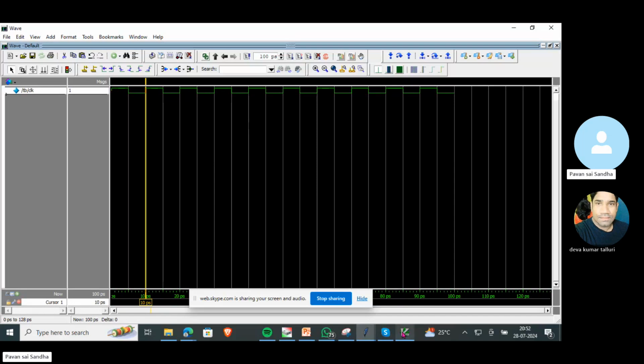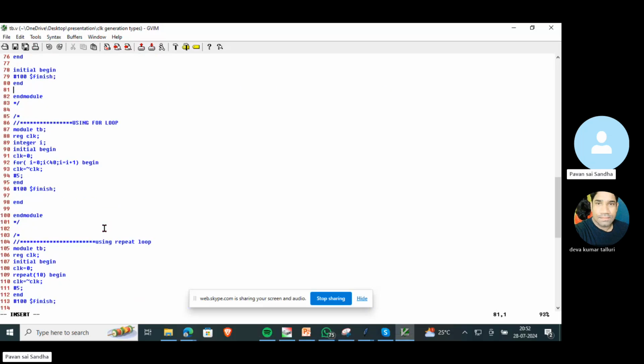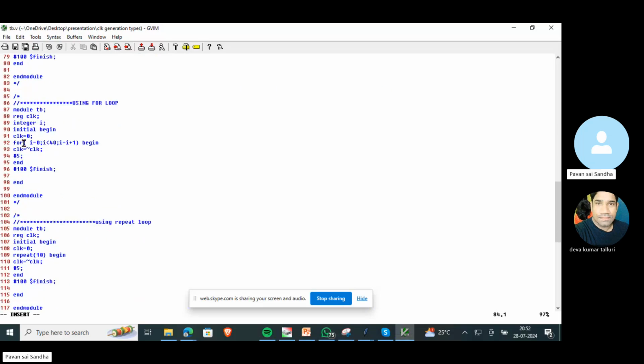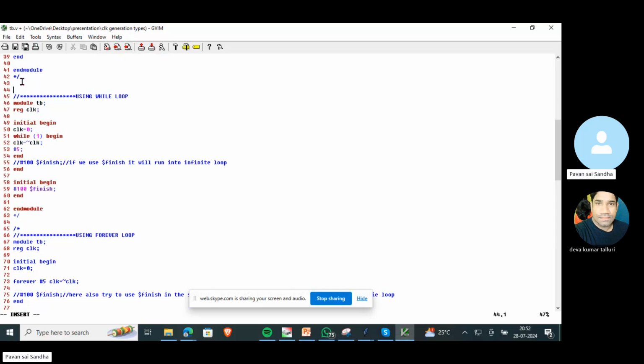And I would like to show another thing. Here I have used dollar finish. If you use dollar finish here, this will still be in the infinite loop. Why? Because I will show the difference. Here we have used a for loop. At the end of the for loop itself, we used a dollar finish. It's working here, but in the while loop, it won't work. It will be in the infinite loop. And no need to check. If we check also, it will get into infinite loop.